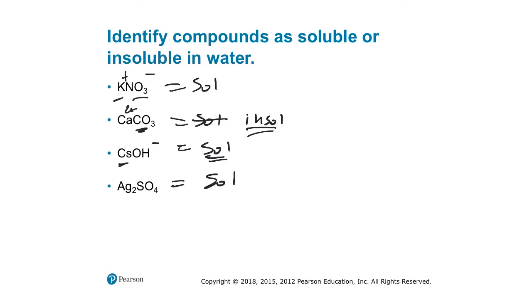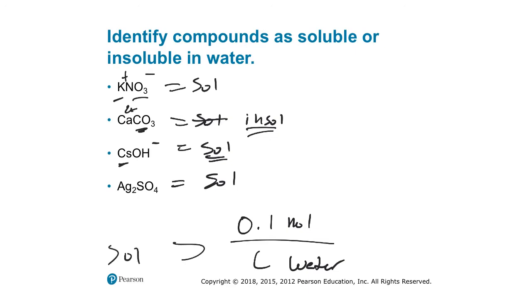Okay, now solubility doesn't mean infinitely soluble. It just means that according to our textbook, I think it's about 0.1 mole of the compound will dissolve in about a liter of water. So soluble just means the solubility is greater than or equal to about this quantity here.